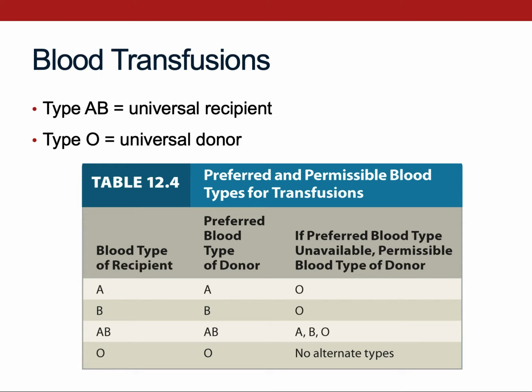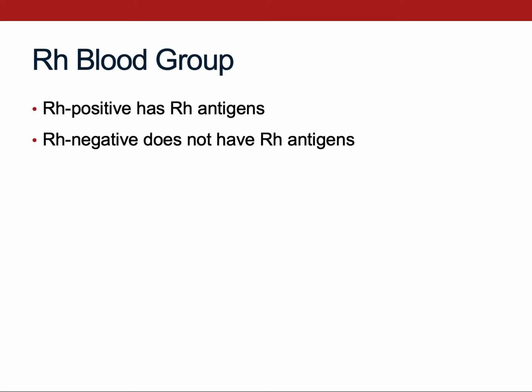Now we have the positive or negative part of your blood type. The Rh blood group, which is named after the rhesus monkeys it was first studied in, is where we get our plus or our minus, our positive or our negative. If you are Rh positive, you have Rh antigens. If you're Rh negative, so you have a negative blood type, you don't have Rh antigens.